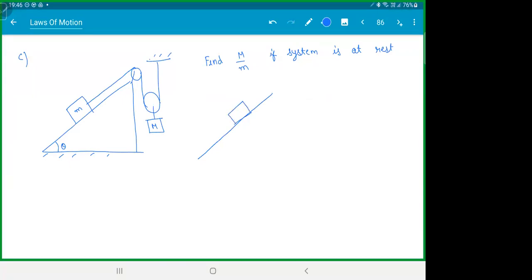Remember this thing, mg. So this is your mg. This is theta. This is theta. So this component is the adjacent side, mg cos theta. This will be mg sin theta. Perfect. Now, when you draw FBD, henceforth, you will take components.